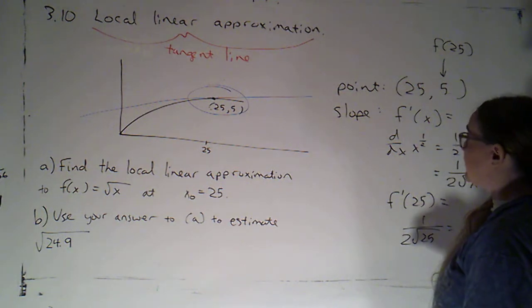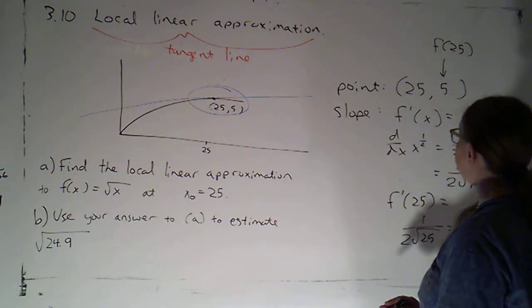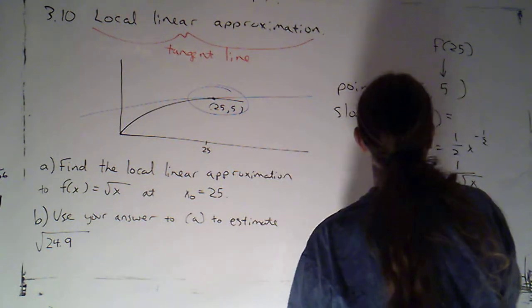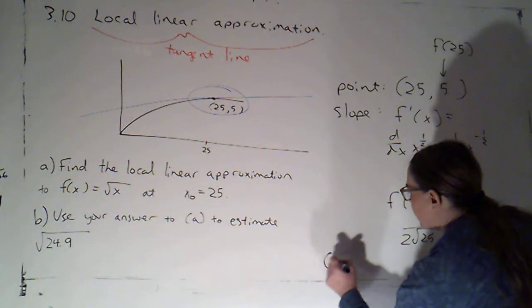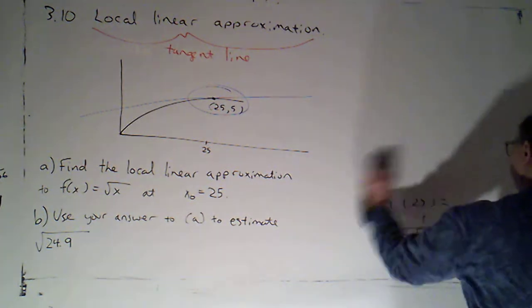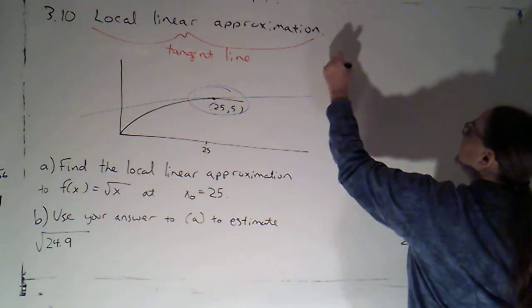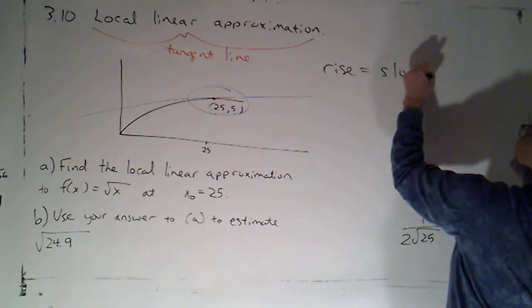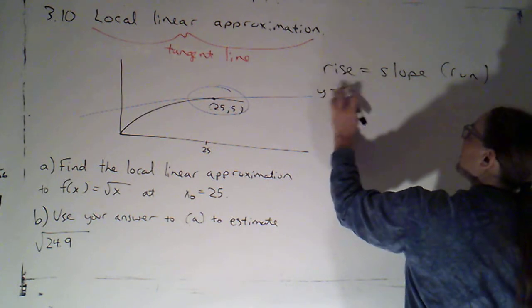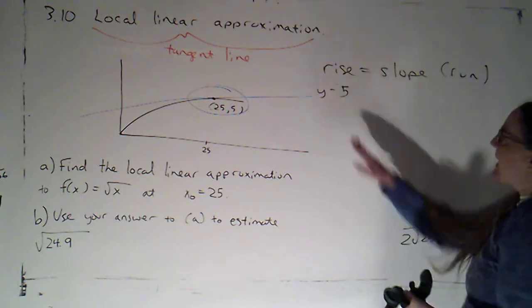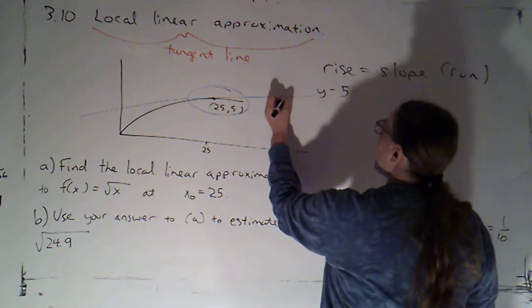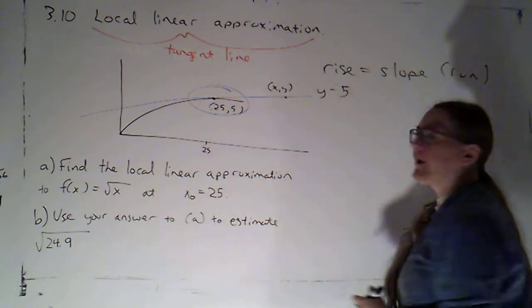All right, excellent. So then I can put the pieces together. Always need space. Okay, I'm just going to make a note. The point here was, well, actually, I've got the point drawn there, so I'm not going to forget it. Okay, so rise equals slope times run. The rise is just y minus 5.